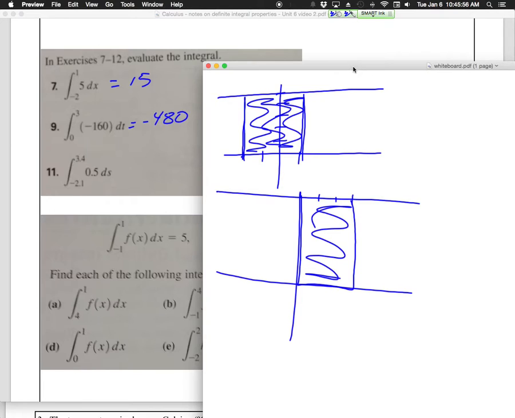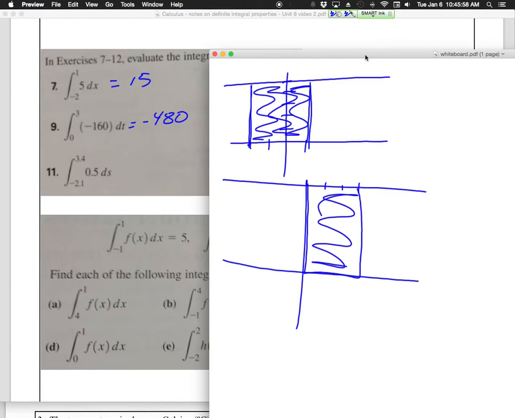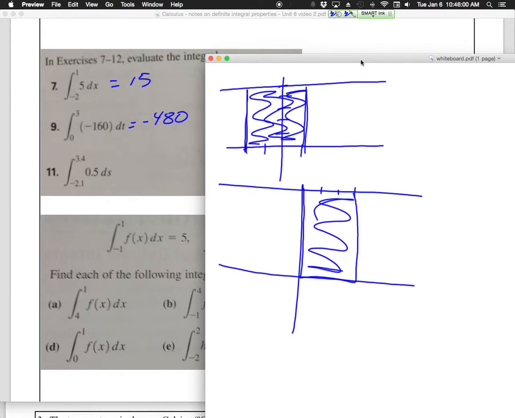All right, then what about 11? How far is it from -2.1 to 3.4? 5.5. And I need to do 5.5 times 0.5. So what do we end up with? 2.75.